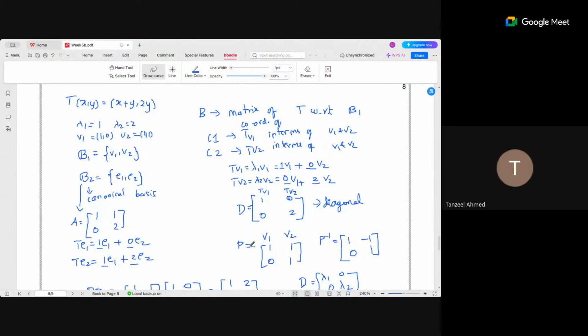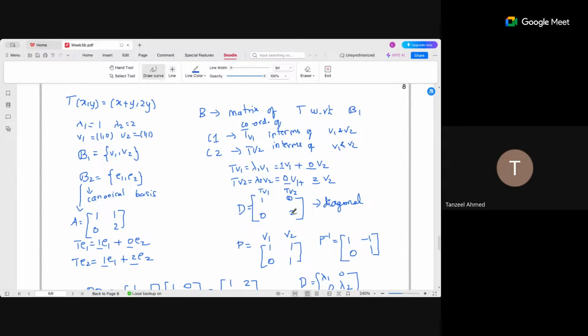Yes. And then V1 and V2, where do we have those separately? Do we have them anywhere? Yes. So this is V1 and V2, and TV1 is 1 V1 plus 0 V2, and TV2 is 0 V1 plus 2 V2. And the coefficients I have written here.